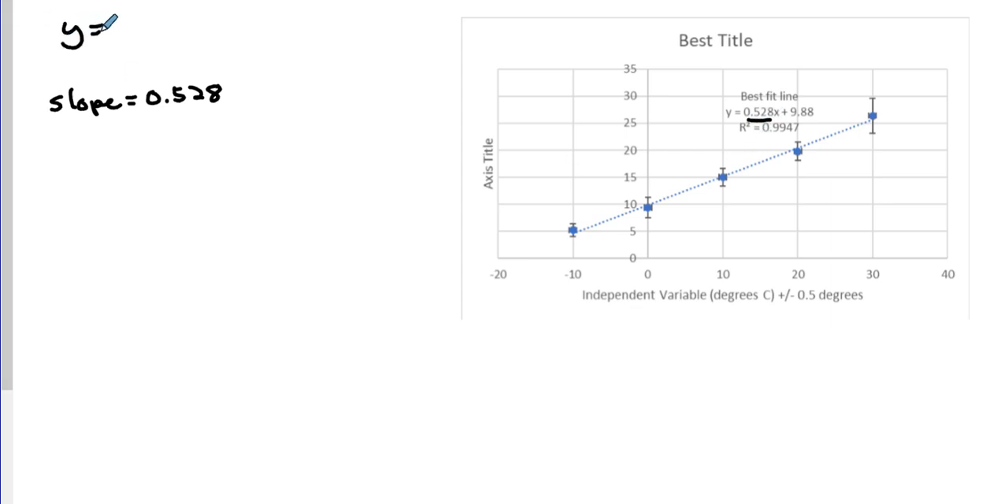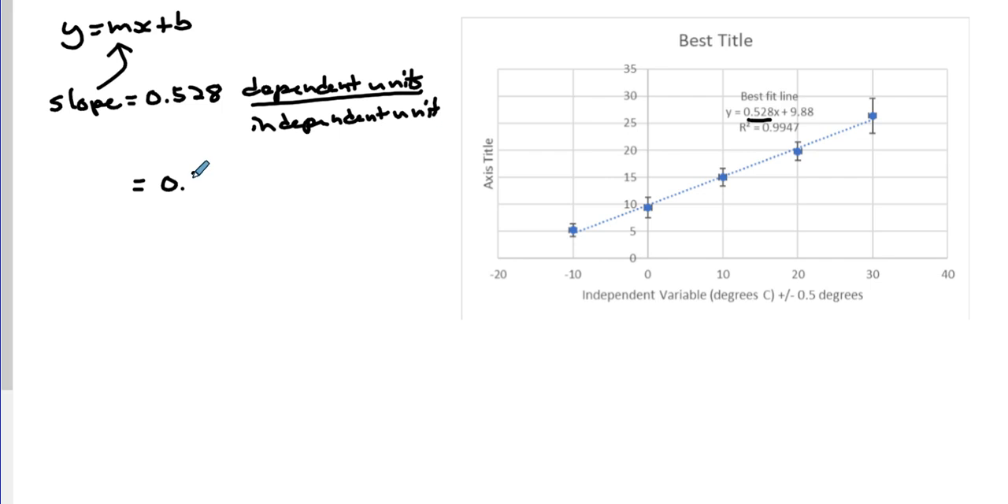Think about the equation of y equals mx plus b. Our slope was that m value. But the slope also has units. This unit is going to be derived from the rise over the run, a formula for the slope. So the rise has to do with our dependent variable: dependent unit divided by the independent unit. In this case, we would have 0.528. The dependent units are my vertical, and those were volume units, centimeters cubed. And the independent units were degrees Celsius.